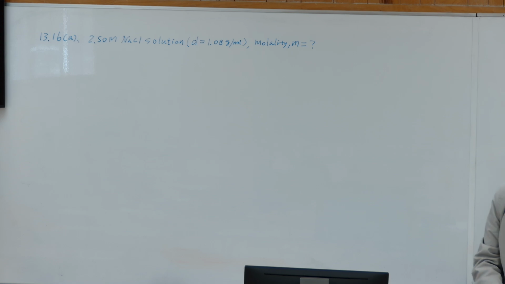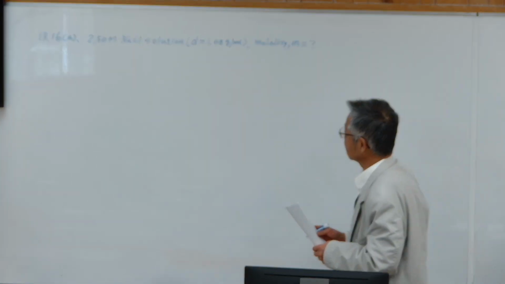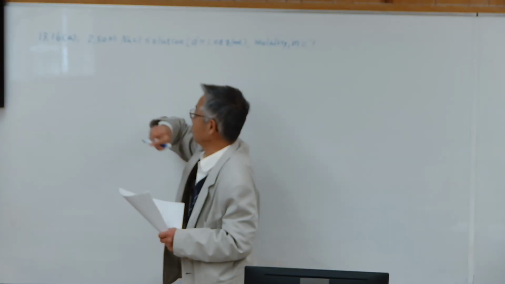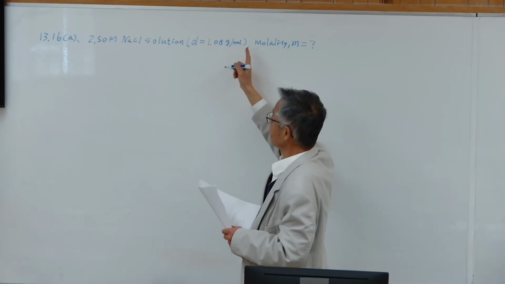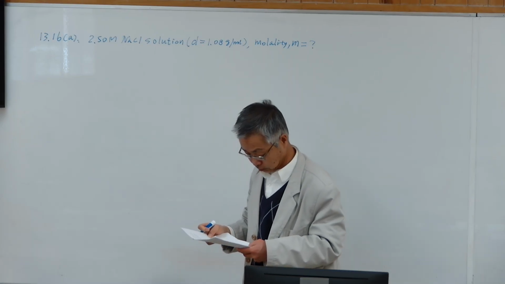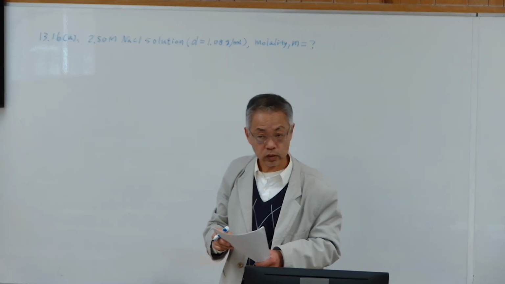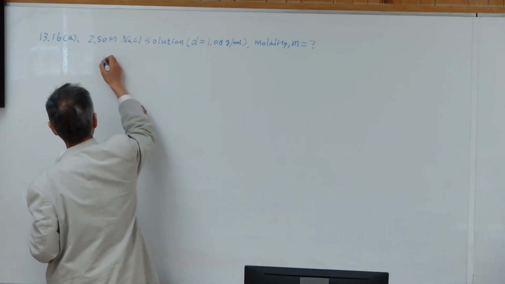Okay, first of all, do you understand this question? NaCl solution. Here your molarity is 2.5 molar, 2.5, and the density, after you calculate molality. Then first of all, what is the difference between molarity and molality? Do you remember?